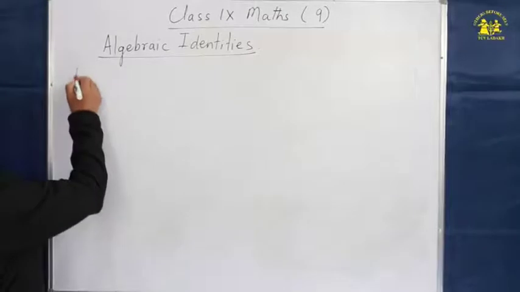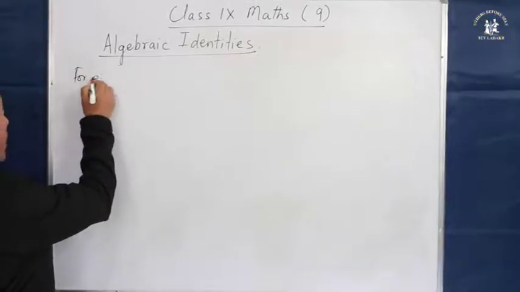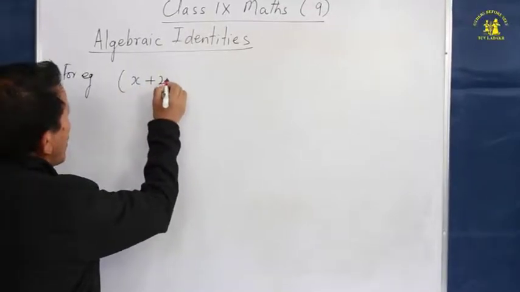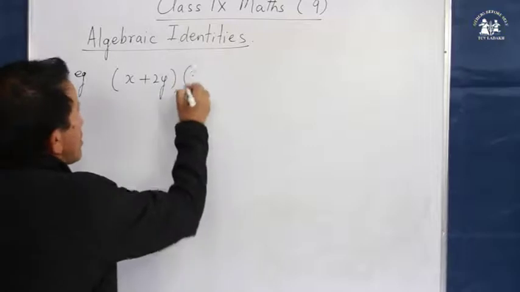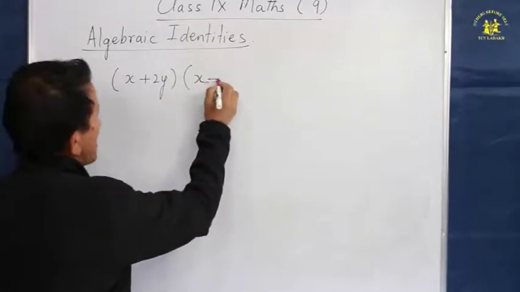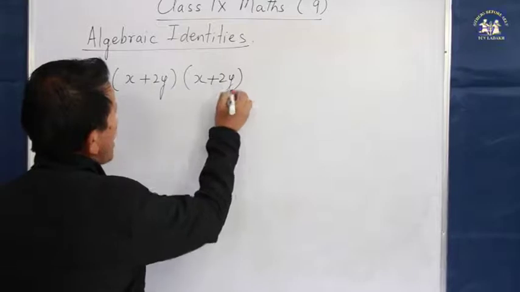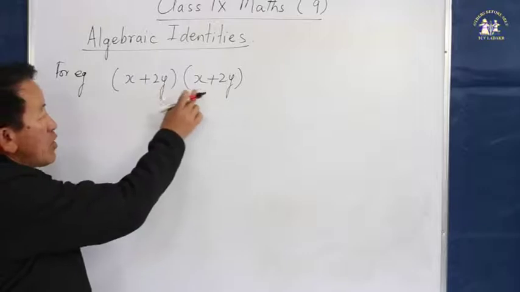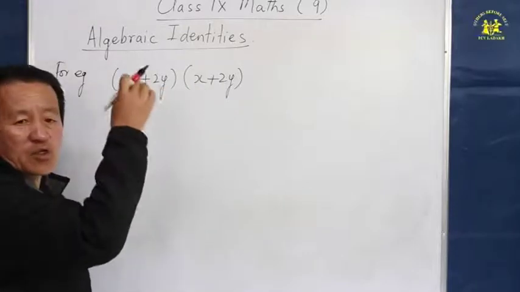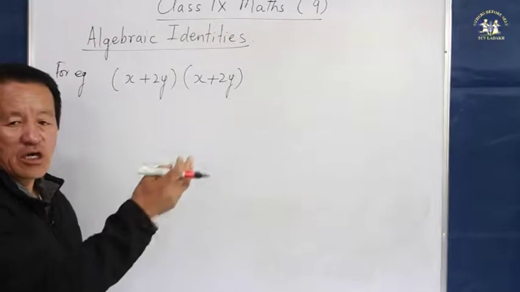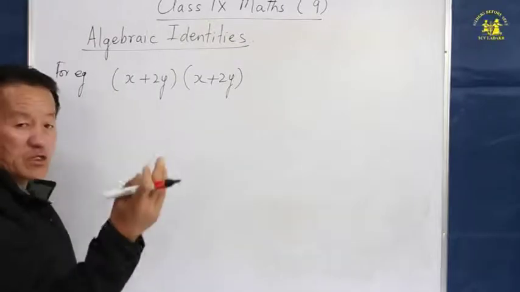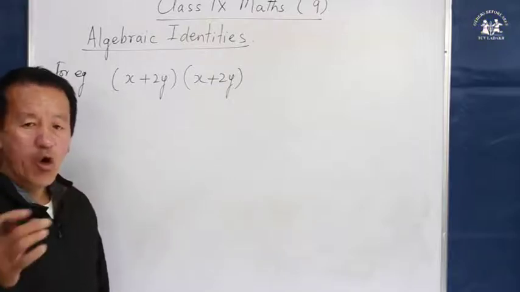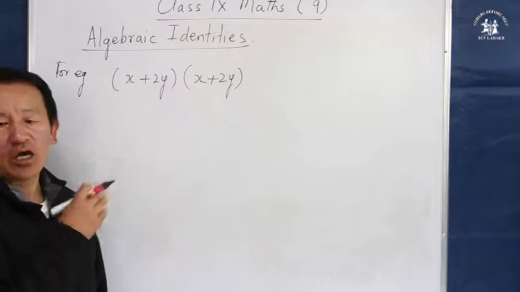So for example, x plus 2y times x plus 2y. If we have this expression, where these two expressions are being multiplied, the question is how to find the product. Now we can find the product in two different ways: by using the algebraic identities or by direct multiplication.